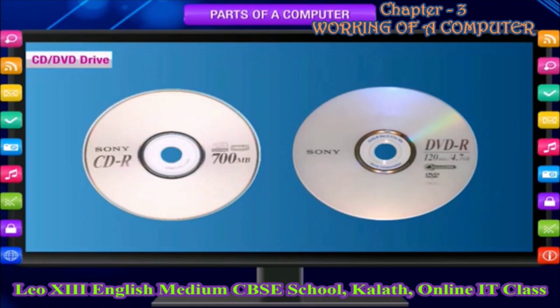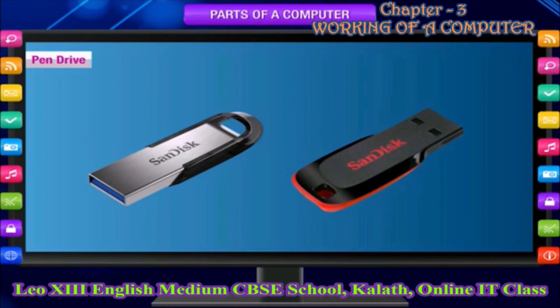CD or DVD drive. Our work can be stored on a CD, that is compact disc, or DVD, digital versatile disc. Pen drive. Also called USB flash drive. It is a very small device that can be connected to the computer to store or read data.